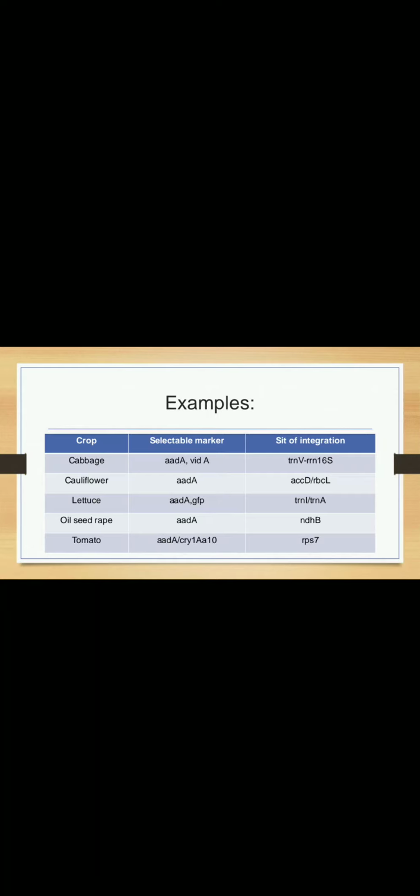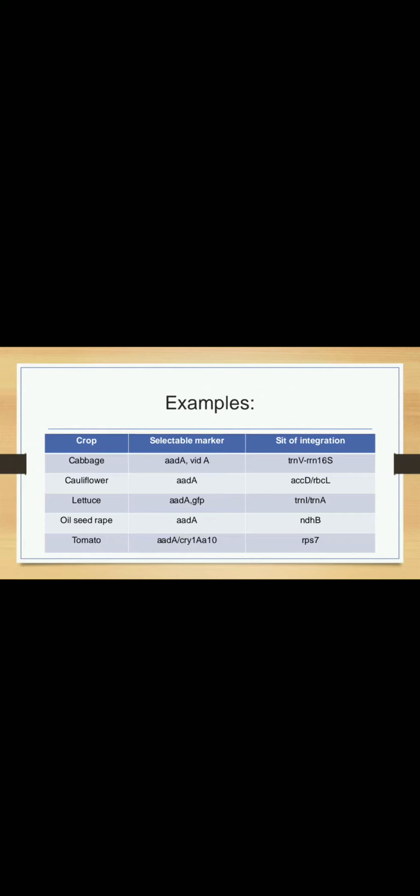For cauliflower, again we have the AADA gene, and the site for integration is ACCD or RBCL. While in case of lettuce, we have the AADA gene of interest, and we can insert it at the TRN1 or tRNA site. So we have different sites for different crop plants.